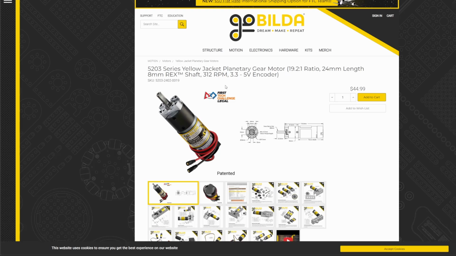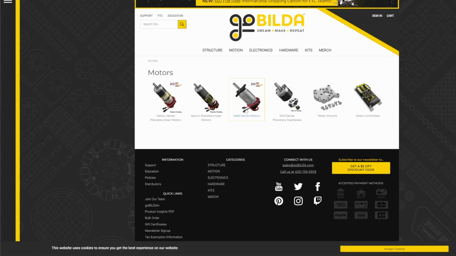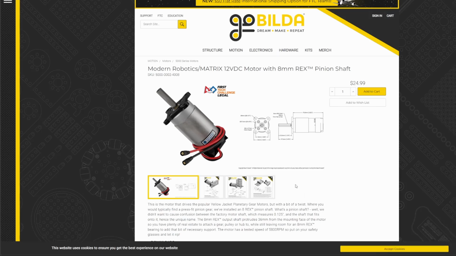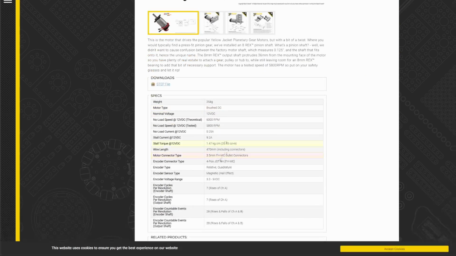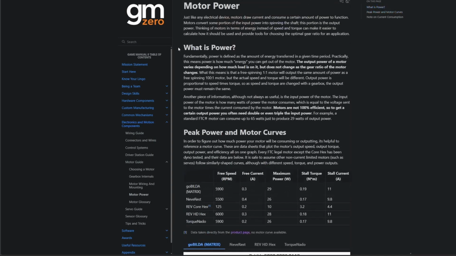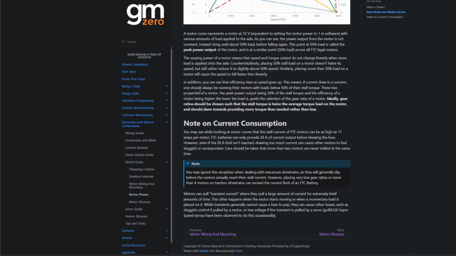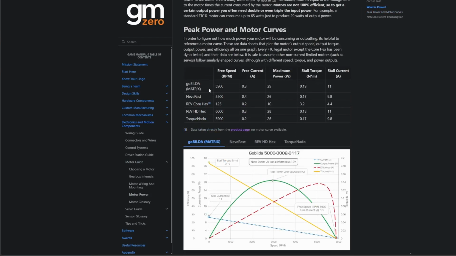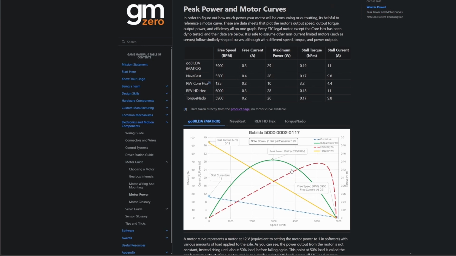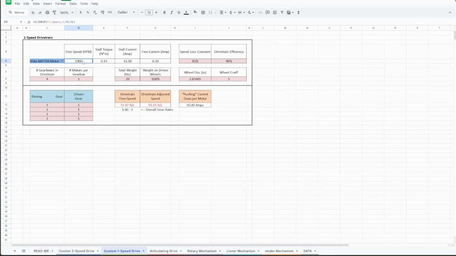I know that we're using just Matrix motors because I could see these 5000 series Matrix motors mounted on the robot. A lot of the data for these motors are available down here, but they're also available from Game Manual 0, another link I'll put in the resources description. And we can see the actual motor efficiency curves, as well as these output numbers, which lines up with what we see up here.